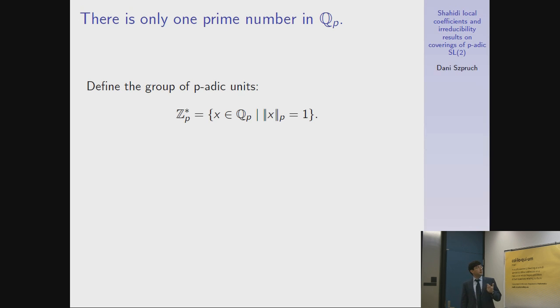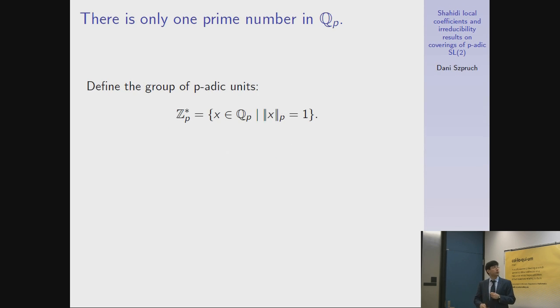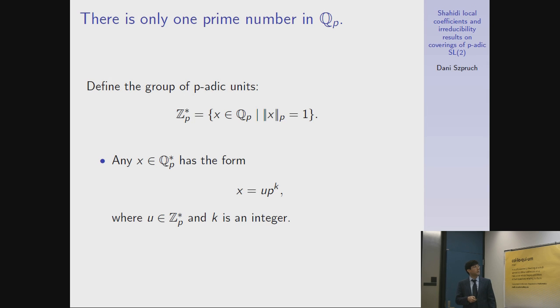On one hand, this is a very analytical object. You can do analysis, you have Haar measure, you have multiplicative Haar measure, you can integrate. On the other hand, this is an algebraic creature. There is only one prime in Q_p. Let Z_p star be the group of units, the group of elements of absolute value 1. It turns out that any element in Q_p has the form x equals u times p to the k, where u is a unit, and k is either a positive or negative integer.